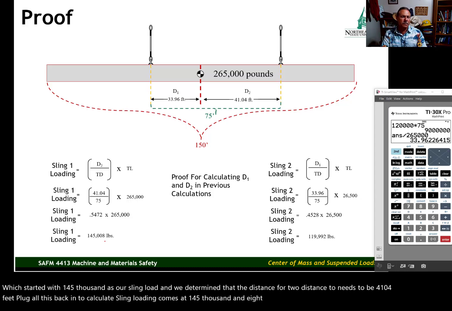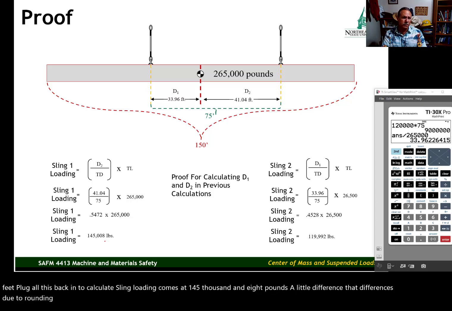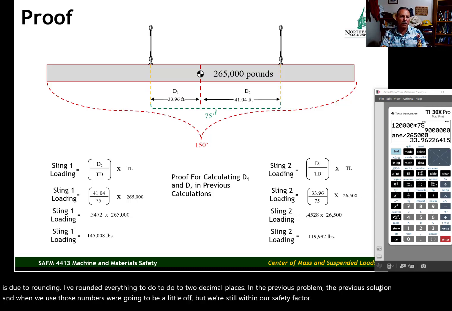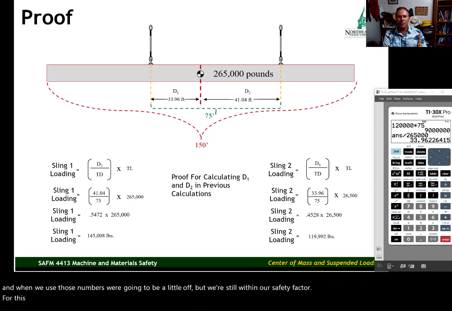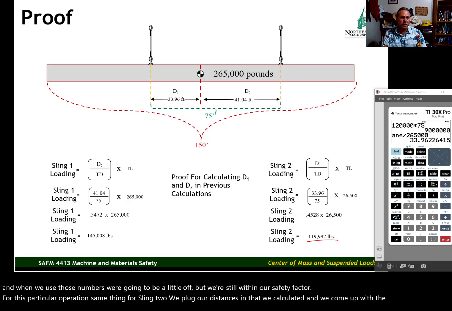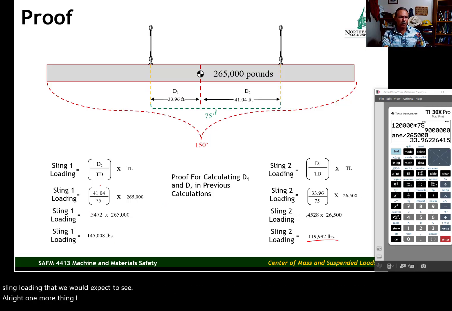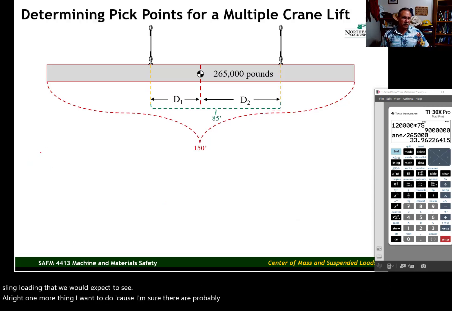A little difference. That difference is due to rounding. I've rounded everything to 2 decimal places in the previous solution, and when we use those numbers, we're going to be a little off, but we're still within our safety factor for this particular operation. Same thing for sling 2. We plug our distances in that we calculated, and we come up with the sling loading that we would expect to see.